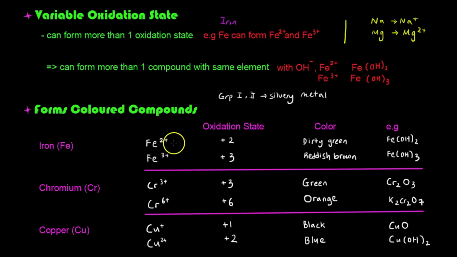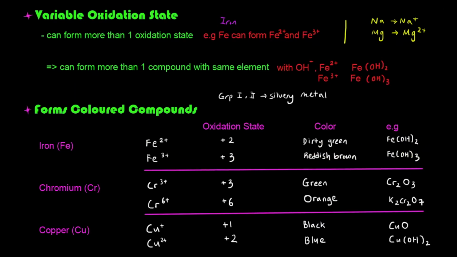Fe2+, with oxidation state of +2, has a dirty green color, which means it's like a dark green. And for example, the compound it can form with OH- is Fe(OH)2. On the other hand, Fe3+ has oxidation state of +3, and its color is reddish brown. It can form Fe(OH)3, for example.